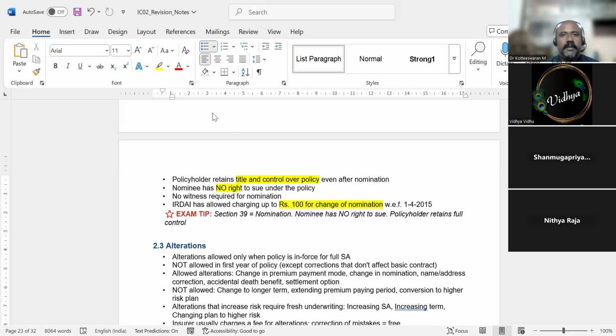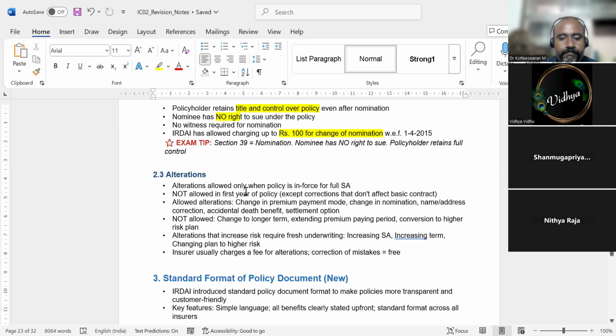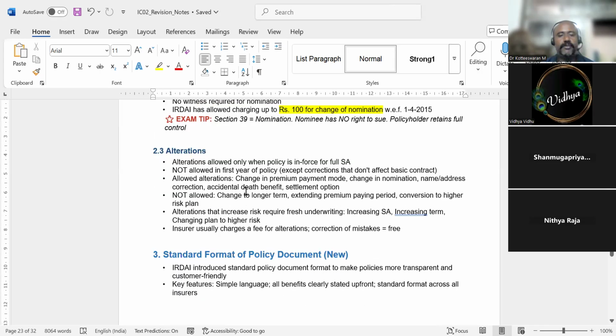If someone goes to the bank and says, I am his nominee, so I will withdraw this, they cannot withdraw the amount. You cannot do that. Likewise in the insurance policy, the nominee is just a person who is mentioned. They will receive the benefit after death. They don't have any other power. No witness is required. For a nominee change, usually they will charge 100 rupees. Any questions so far?